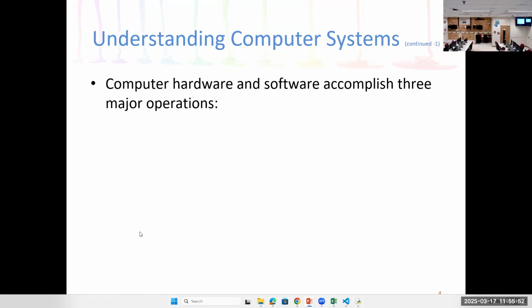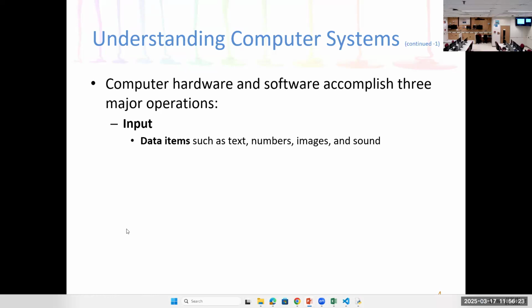Okay, so whatever it is, the computer hardware and software complete three major operations. The first thing is input, right? You have the computer, you have to give it some data. How can you give the computer data? What is the input here? By clicking the mouse, by using the keyboard. You have many ways to give the input here, right?